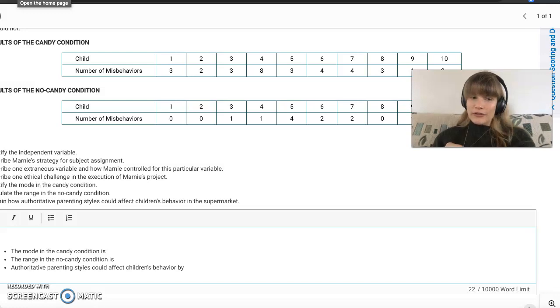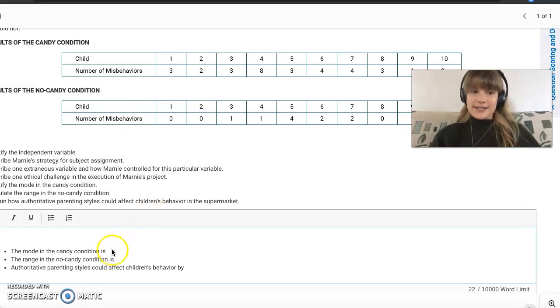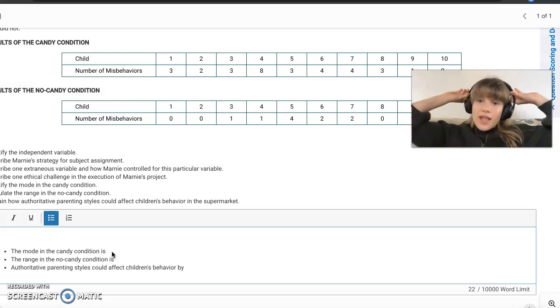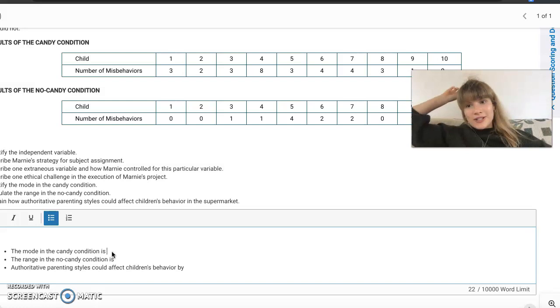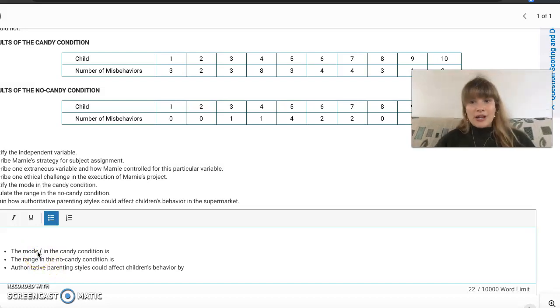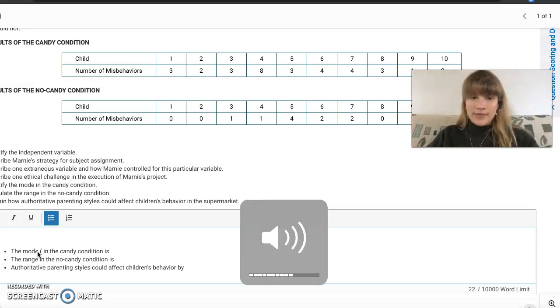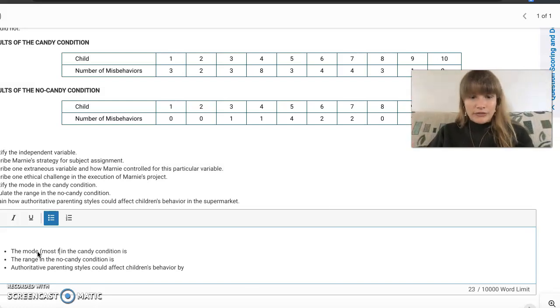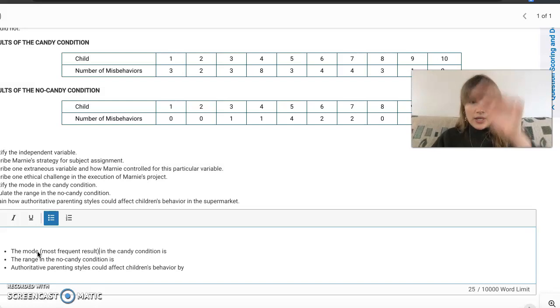Okay, to quickly go over the last 3 questions. The mode of the Candy condition. For these types of questions, it'll be important to remember some basic statistical measures of central tendency: mean, median, and mode. For the mode, I'm just going to write this in for the sake of learning, but you don't have to put this in your response. The mode is the most frequent number, or the most frequent result.